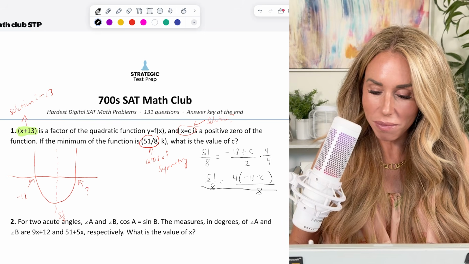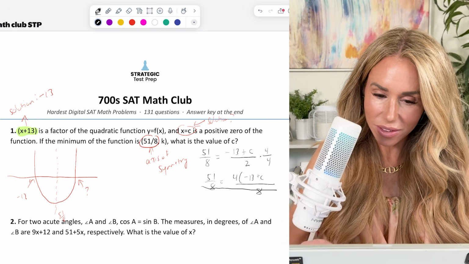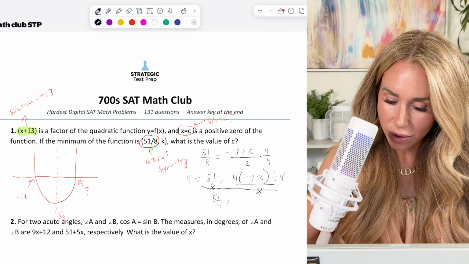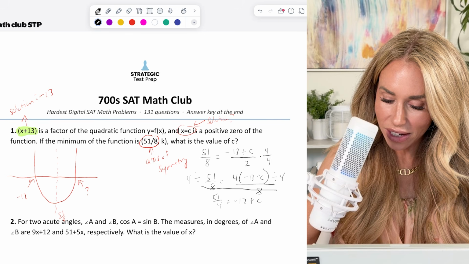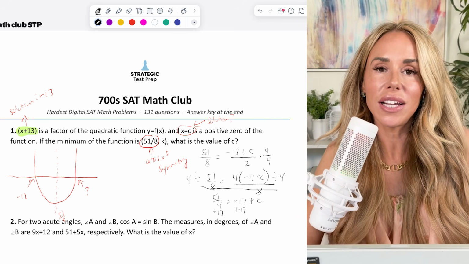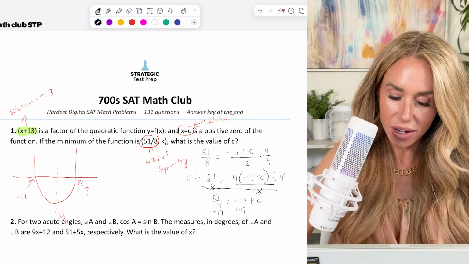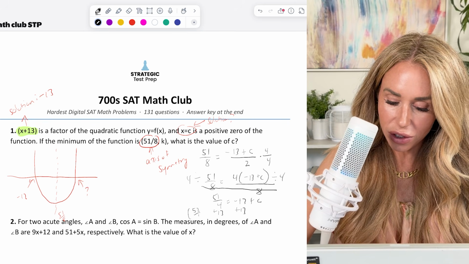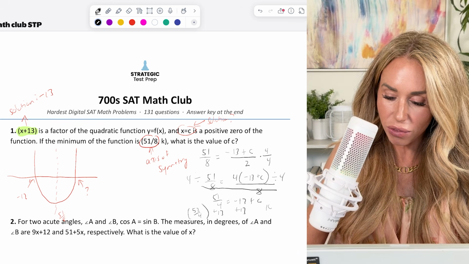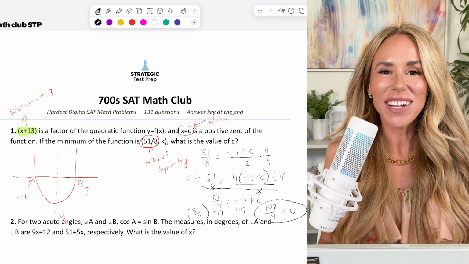I can get rid of them. And then what I'm going to do is divide by 4 on both sides. So I basically have 51 over 4 equals negative 13 plus c. I'm going to add 13 to both sides. Now 13 is going to be 52/4, right? So I really want to add 52/4 to 51/4. So I have 103/4. That equals c. All right, let's move on to the next one.